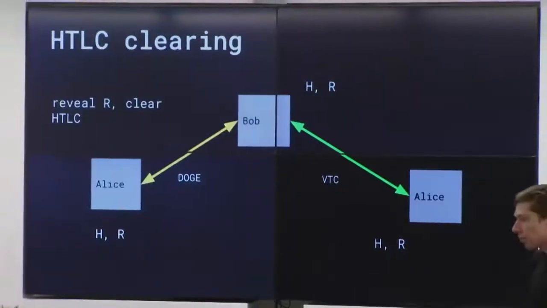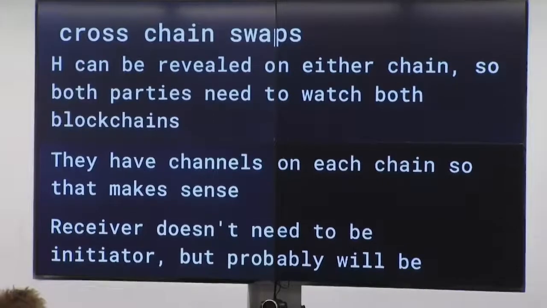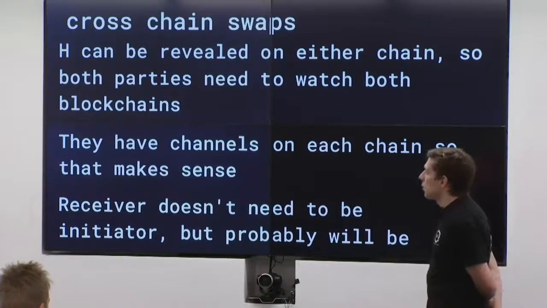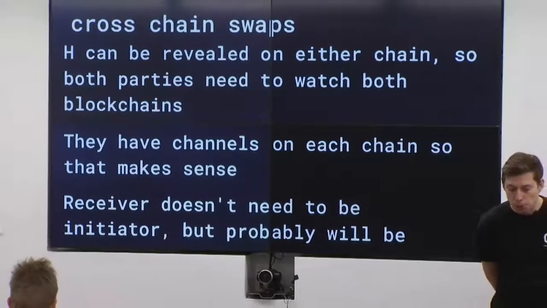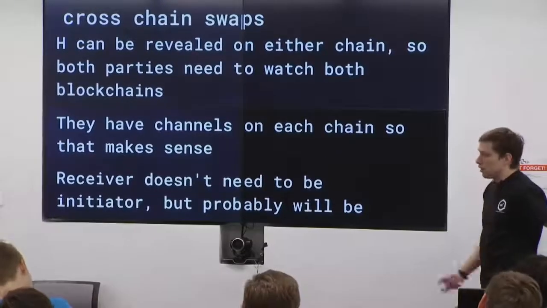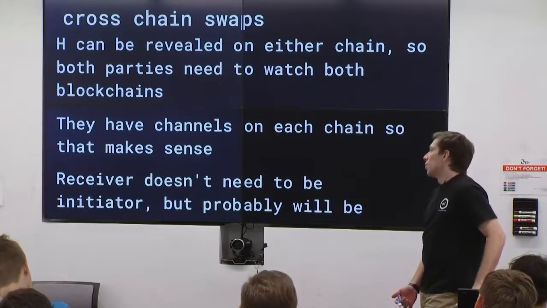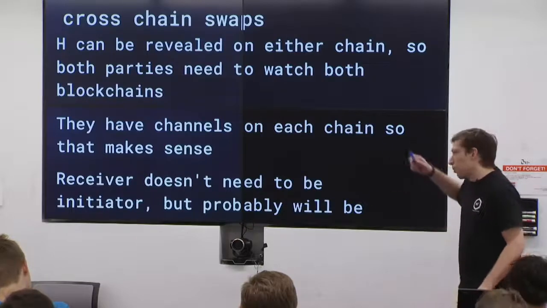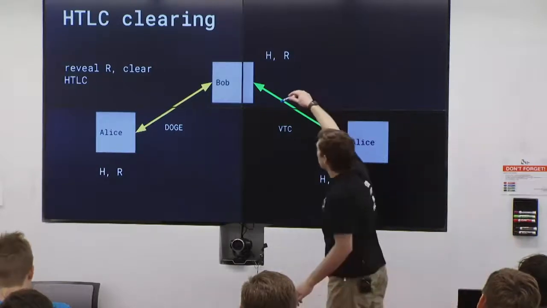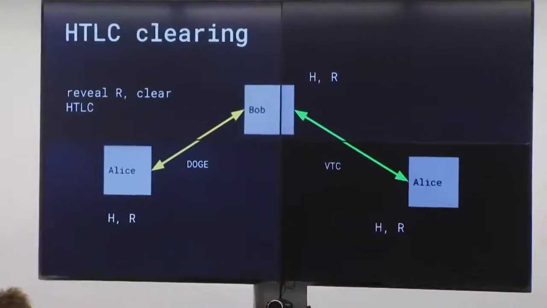Okay, so cross-chain swaps, right? H goes into either chain. R is then revealed on either chain, so both parties need to watch both blockchains. This sort of makes sense, right, in that the channels are on two different blockchains, and both parties have a channel on each. So the receiver doesn't need to be the initiator, so it doesn't have to be Alice on both sides, but in most cases I think it probably will be. So yeah, Alice has a Vertcoin channel, Alice also has a Dogecoin channel, as does Bob. So they need to be operating on both networks.